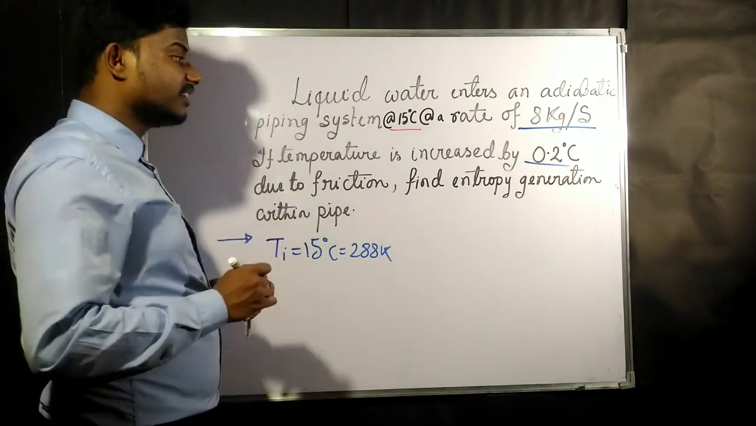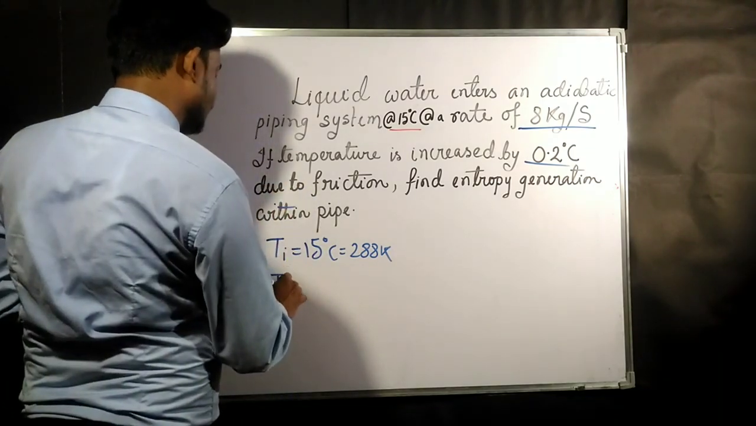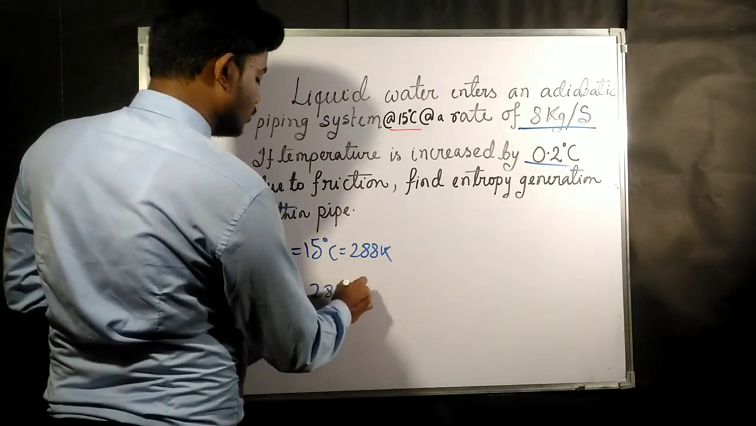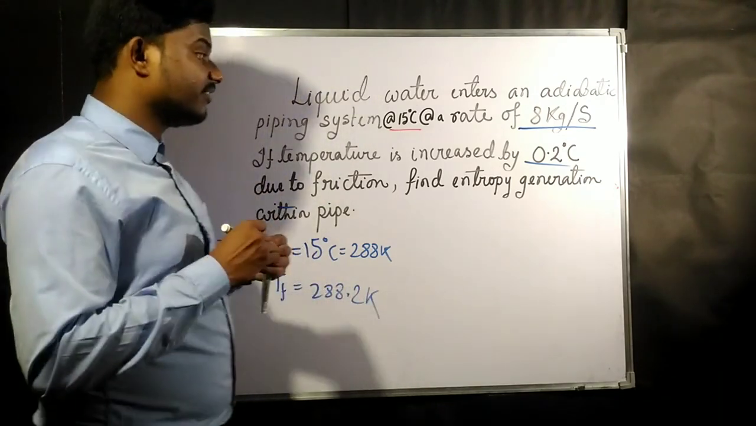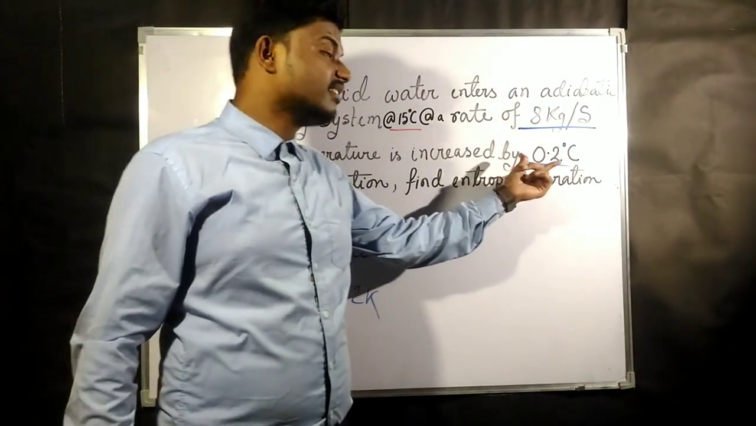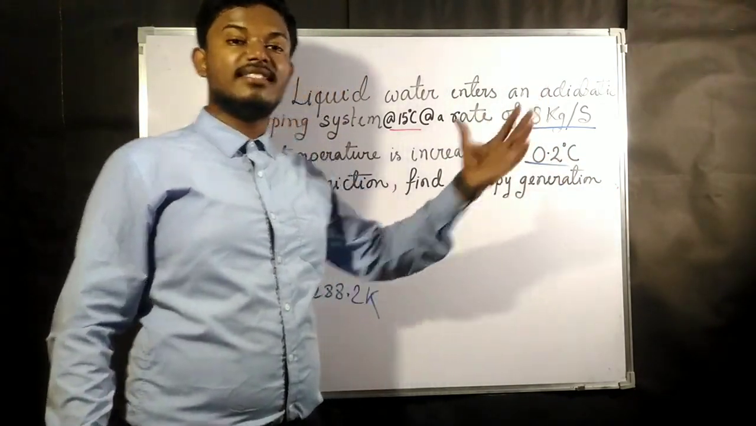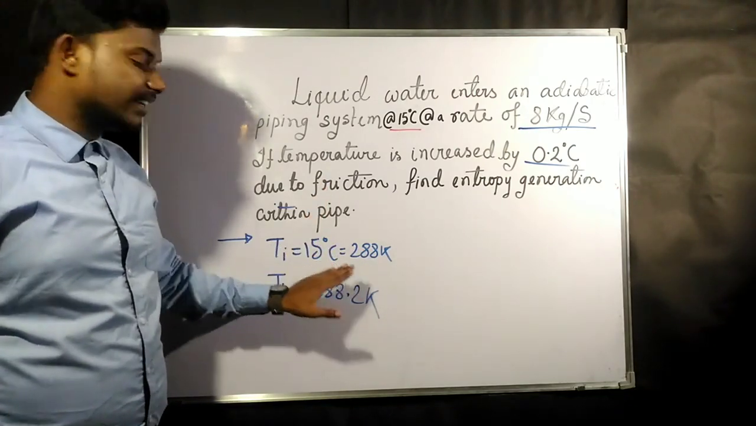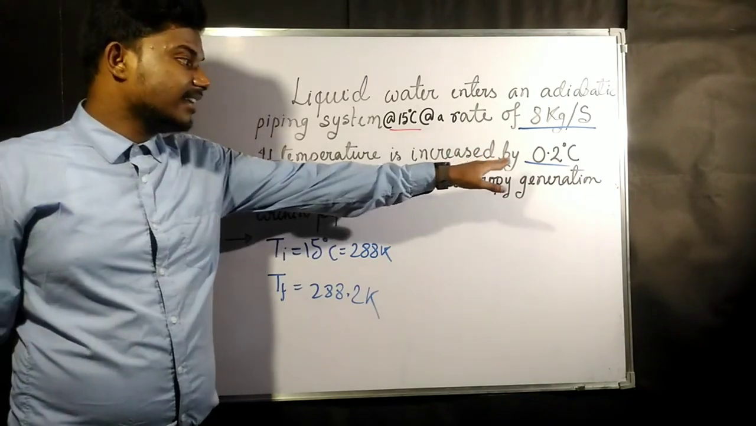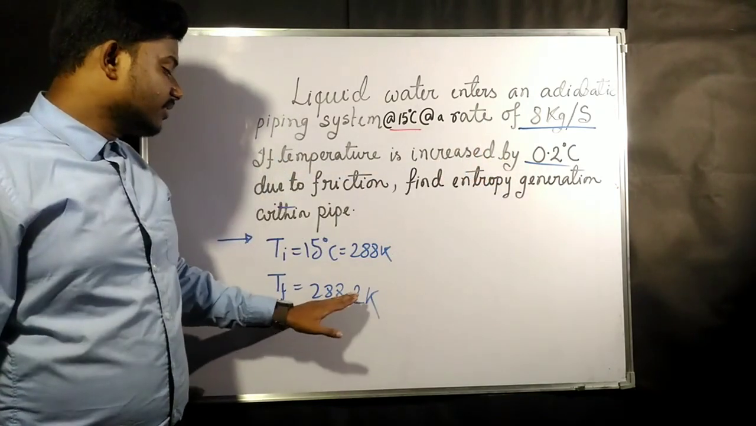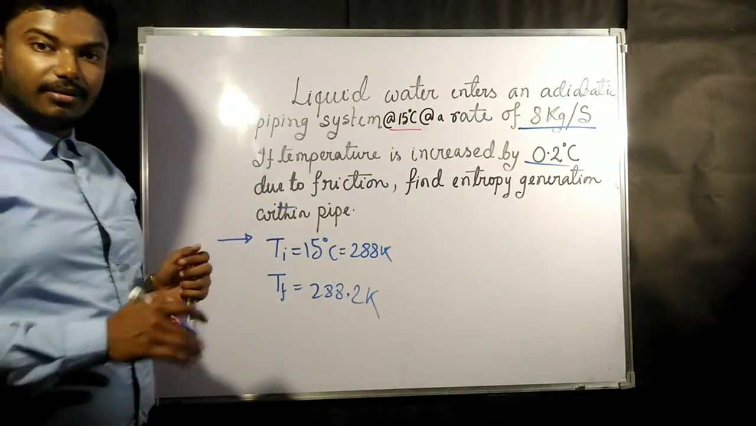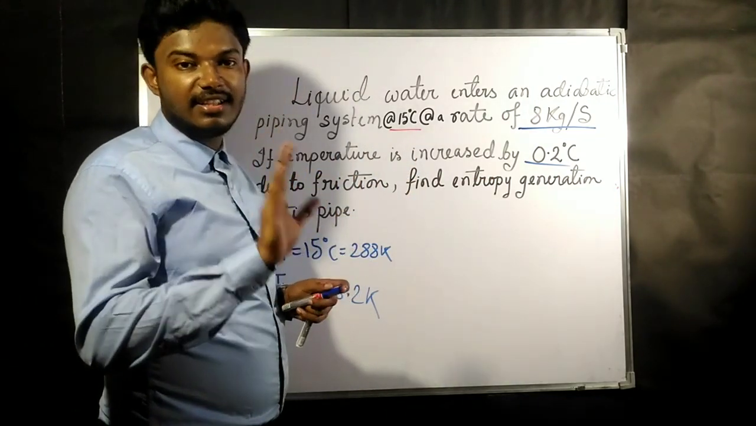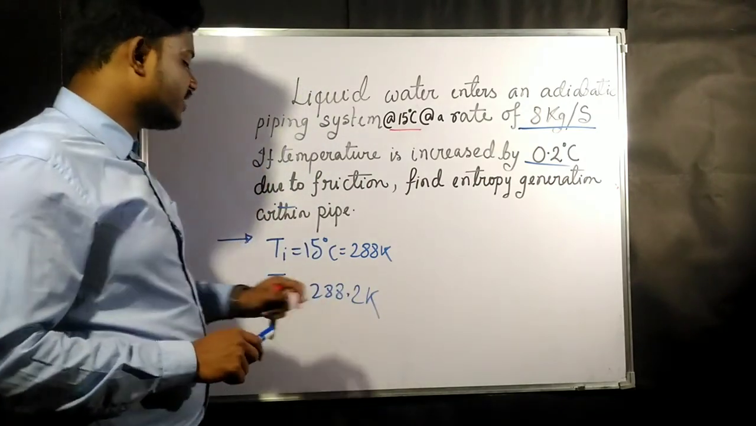Now they have said that the final temperature is increased by 0.2 degrees centigrade, that is 288.2 Kelvin. They have given degree centigrade, but whenever it is a difference or rise in temperature, it does not make any difference whether it is degree centigrade or Kelvin. So I am directly writing 0.2 degree centigrade in terms of Kelvin.